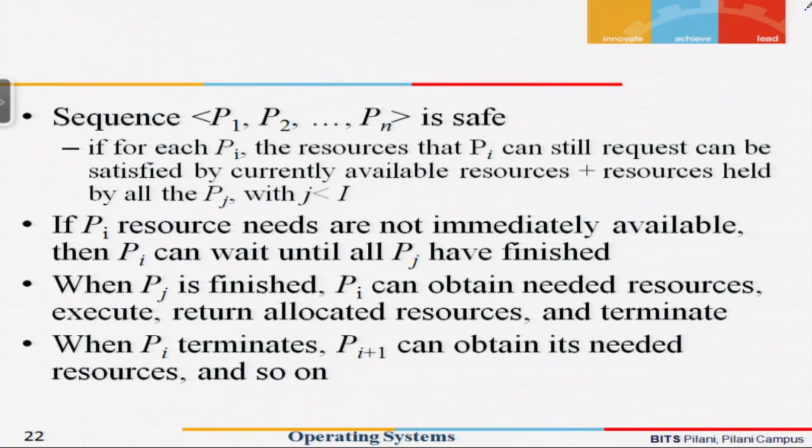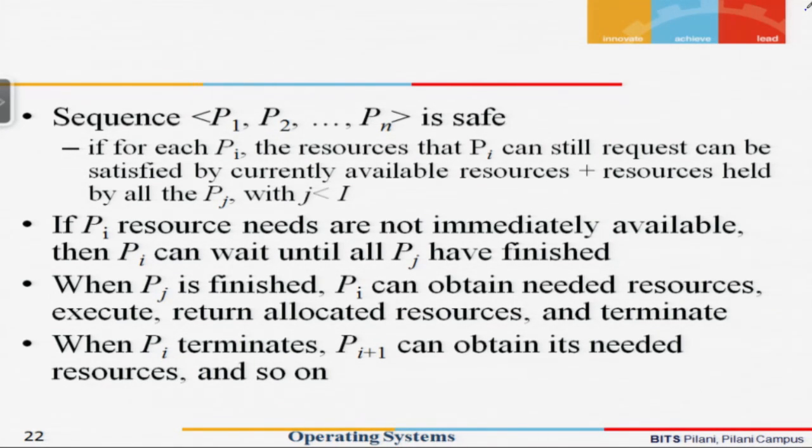So we say that we have a sequence, say a sequence of P1, P2, Pn. We say it is a safe sequence if for every Pi the resources that Pi requests can be satisfied by currently available resources plus resources held by all the Pj where j is less than i.